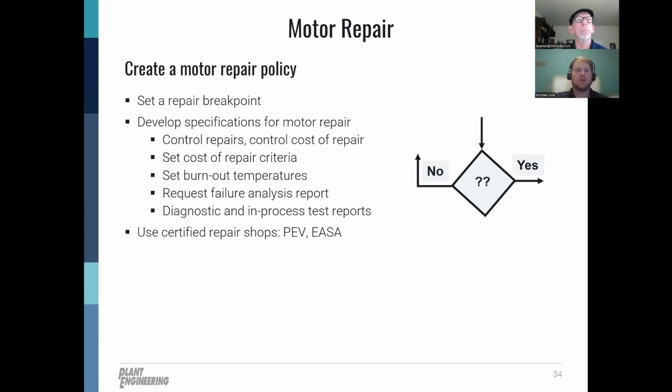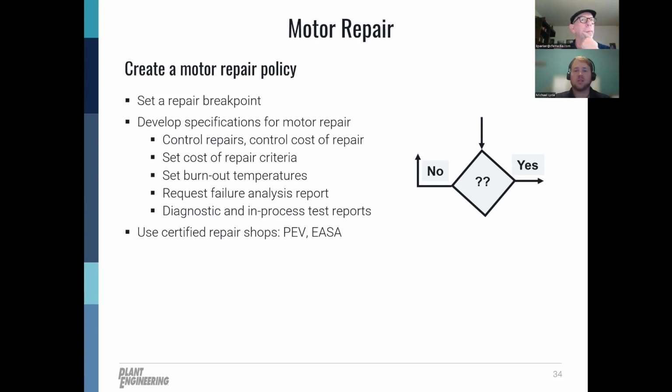Repair breakpoint. So this may be different for every facility. One common specification, not saying this will fit for your facility, but a common one would be that you repair all motors over 75 horsepower, but replace anything below. Another specification may be to replace any motor where the repair costs over 50% of the replacement cost.